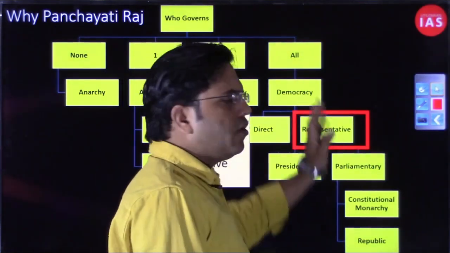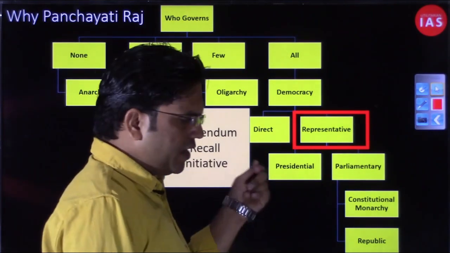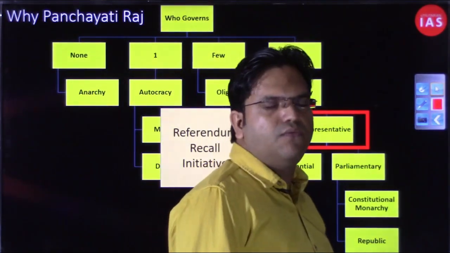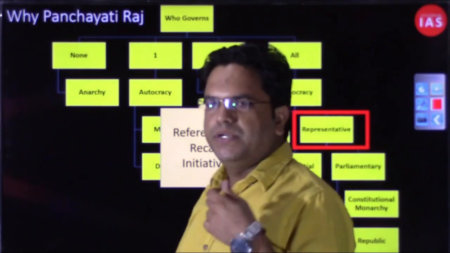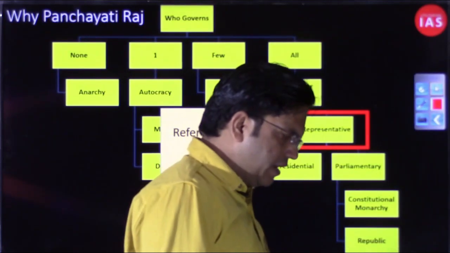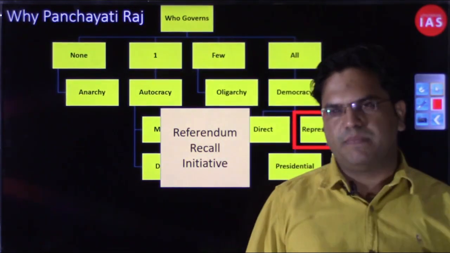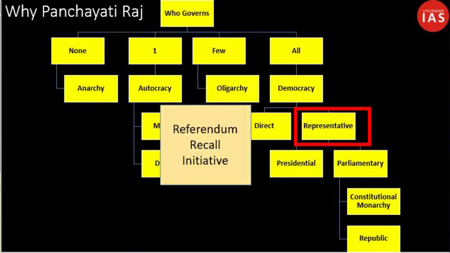So we opted for representative democracy, where at the union level you have the parliament, and at the state level you have assemblies. We elect a member of parliament and a member of legislative assembly, and on our behalf, the people sitting in the assembly and in the parliament take all the decisions.